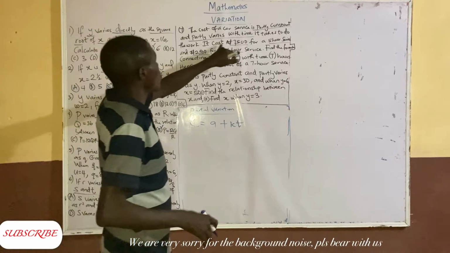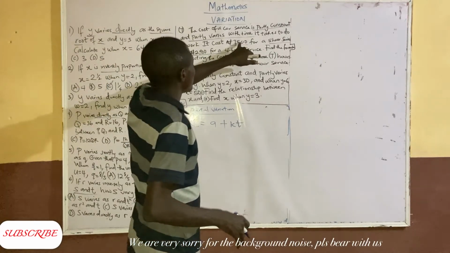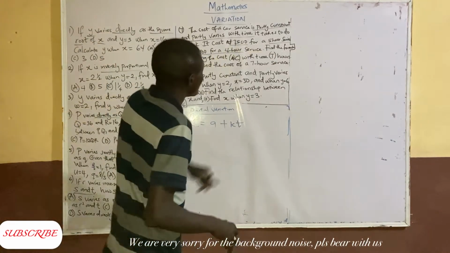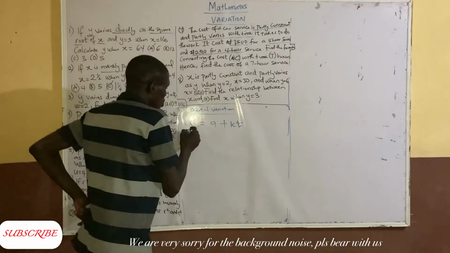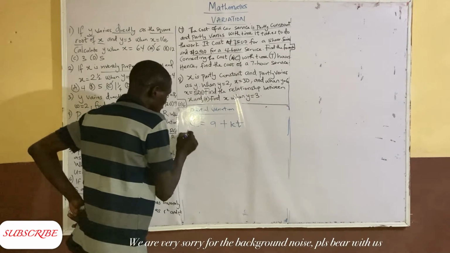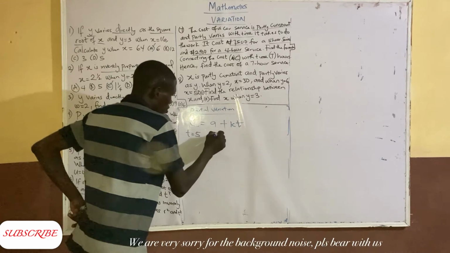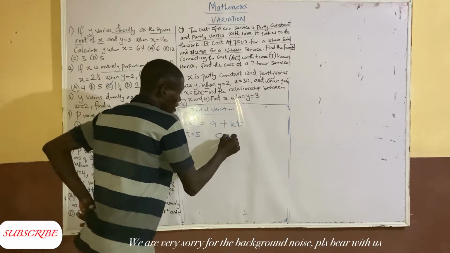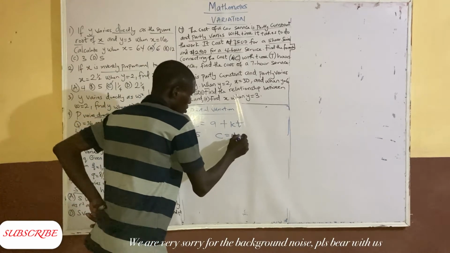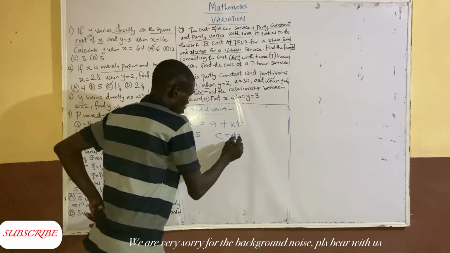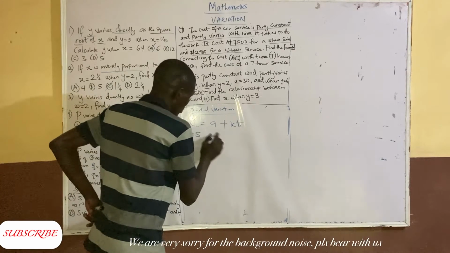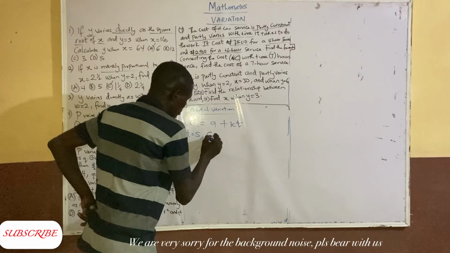And say it costs, for a 5-hour service, 3,500. So for 5 hours, for time 5-hour service, the cost is 3,500.